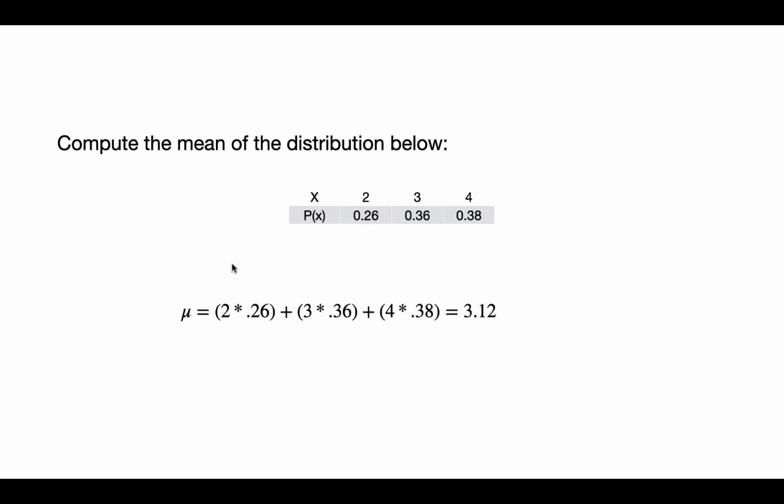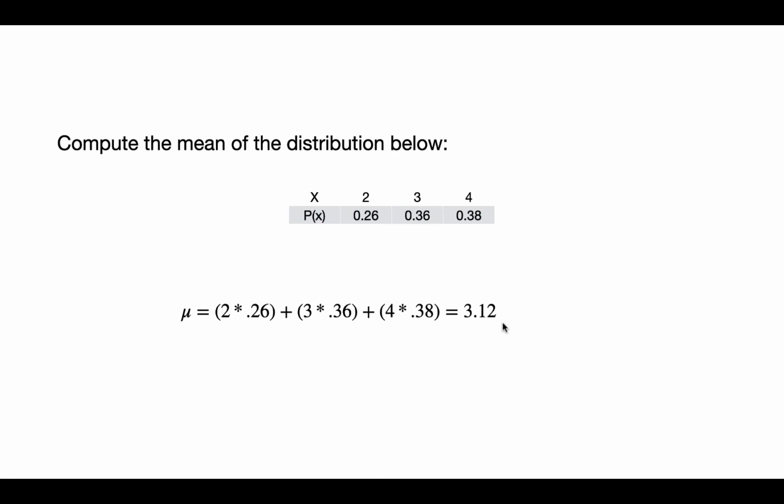So let's note that to compute the mean, mu, we take the value 2 and multiply it by 0.26, so I get that. We take the value of 3 times its associated probability, and then we take the value of 4 times its associated probability. And notice that when I perform this computation, I get a mean of 3.12. So what does this mean?